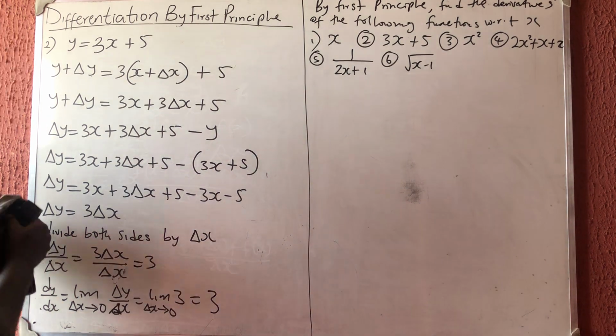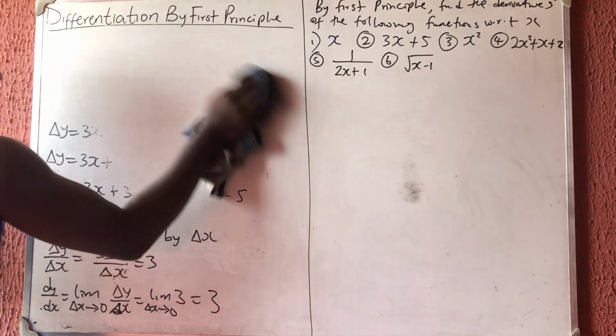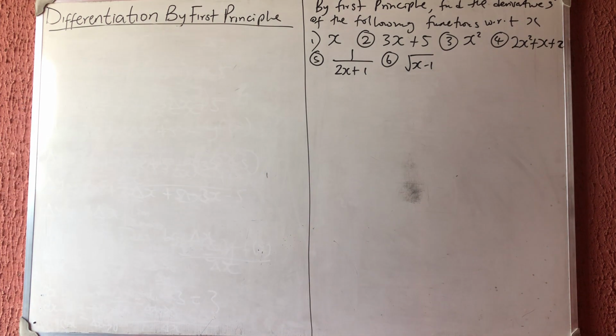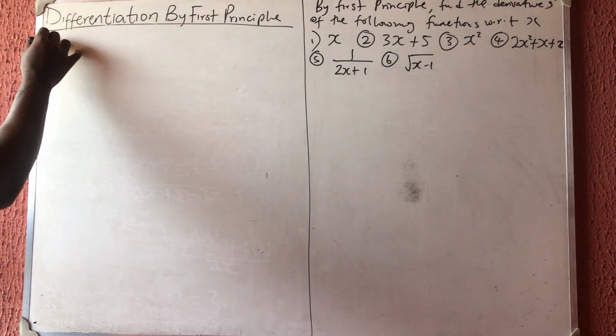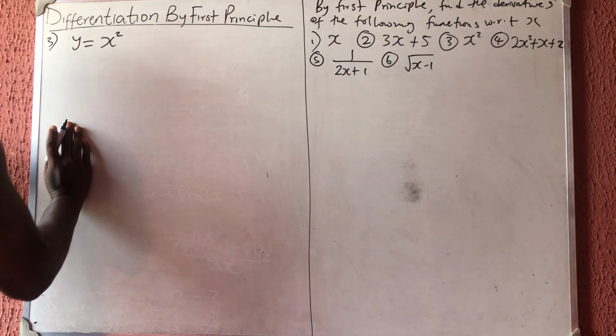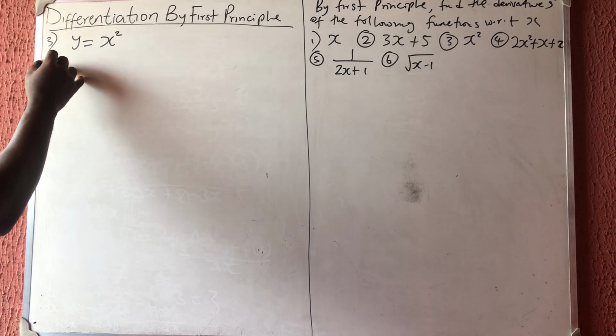Question number 3. Question number 3. I hope I'm not too fast. Question number 3 said that y is equal to x squared. So what do we do? Just add change in y and change in x to anywhere you see y and anywhere you see x. So I'm going to have that what?